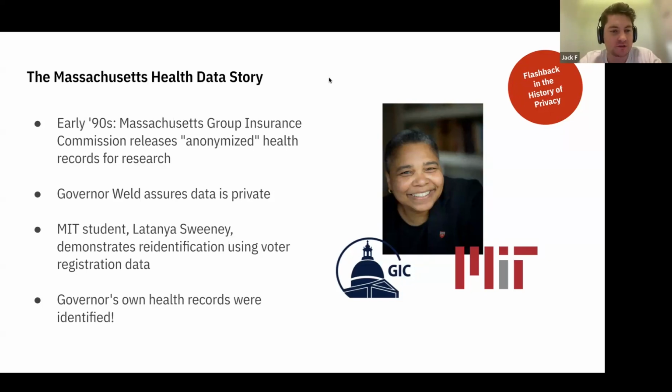And at the time, there was a governor called Weld, who had previously said, listen, this data is private, it's safe, we can share it, and it's for the good of the people, etc. And not only did she show that 87% of the individuals in that data set could be re-identified, she also found Governor Weld's patient history, along with the procedures that he had had and his medications, etc. And obviously that was quite a striking realization that, hang on a second, maybe just removing people's names, etc., is not enough to hide their information.